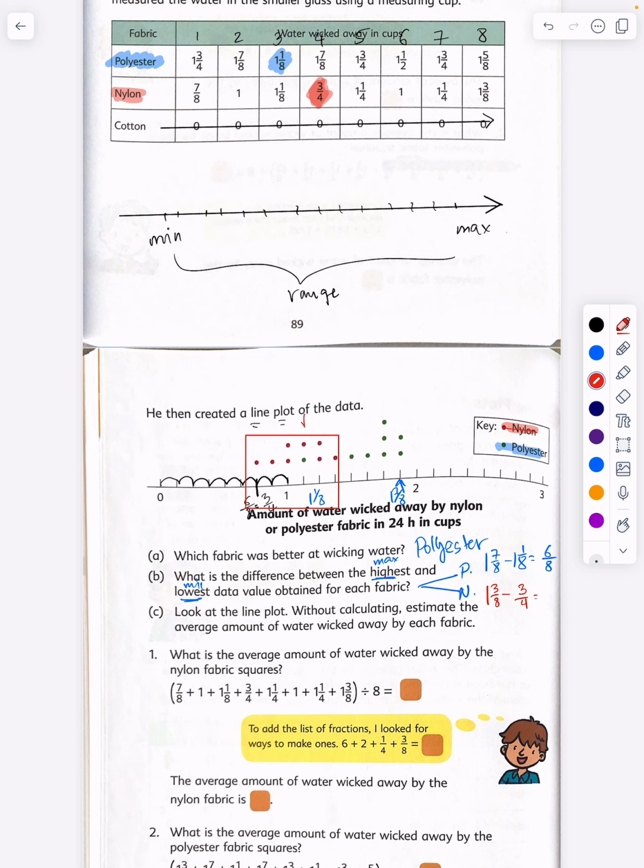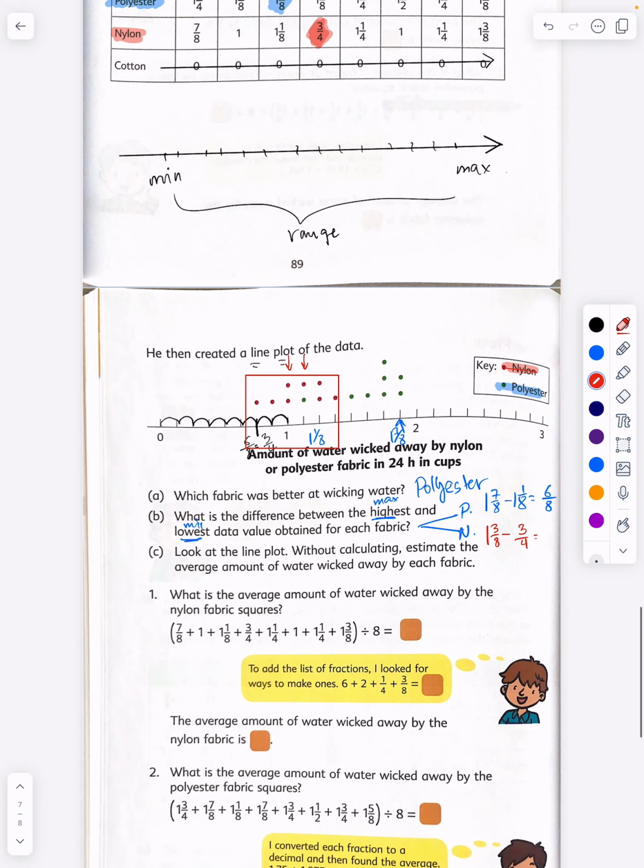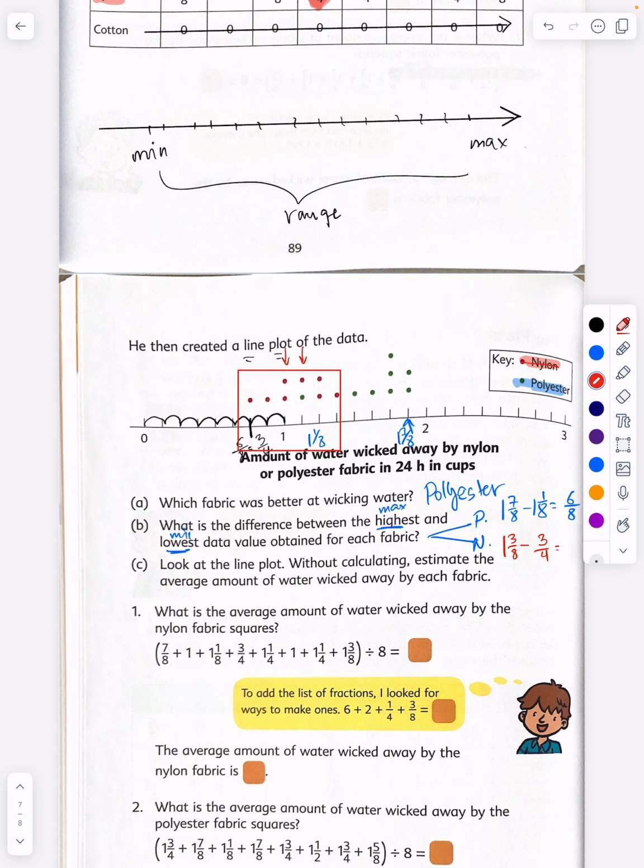I would think it's somewhere here, or maybe somewhere here, right? We have 1, 2, 3, 4, and we have 1, 2, 3, 4. So I would think just by looking, it would be 1 for polyester and for nylon. So for nylon, the average should be about 1 1/8.